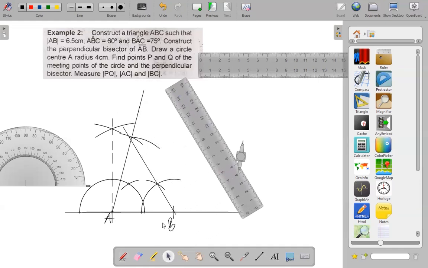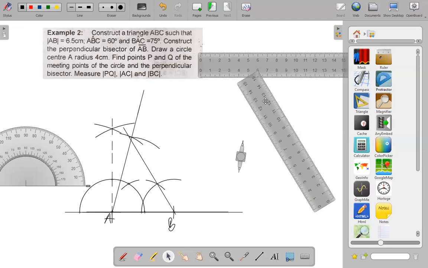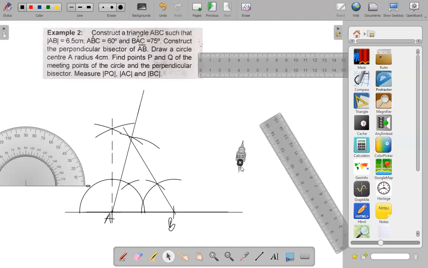Okay, that is it. That is the required triangle. Now, the question says, draw a circle center A radius 4 centimeters. That means you need to use a compass again. Measure 4 centimeters from the ruler. Put the stick point of the compass on the 0 centimeter mark of the ruler. Extend the pencil point to 4 centimeters. That is it right there.